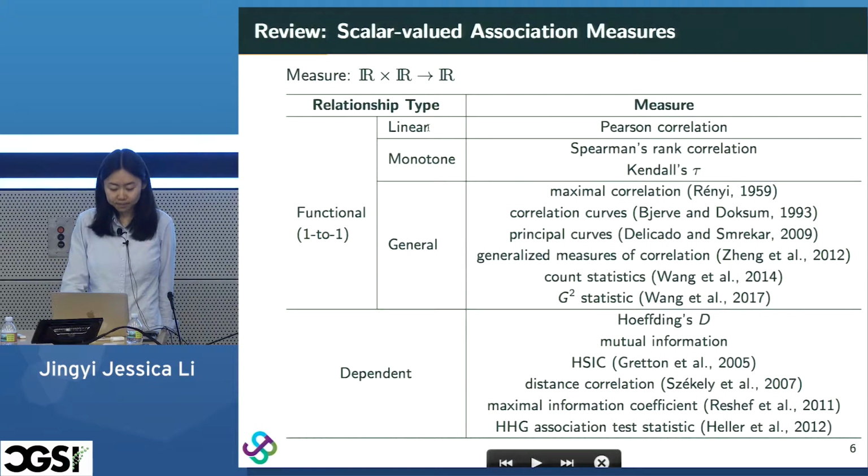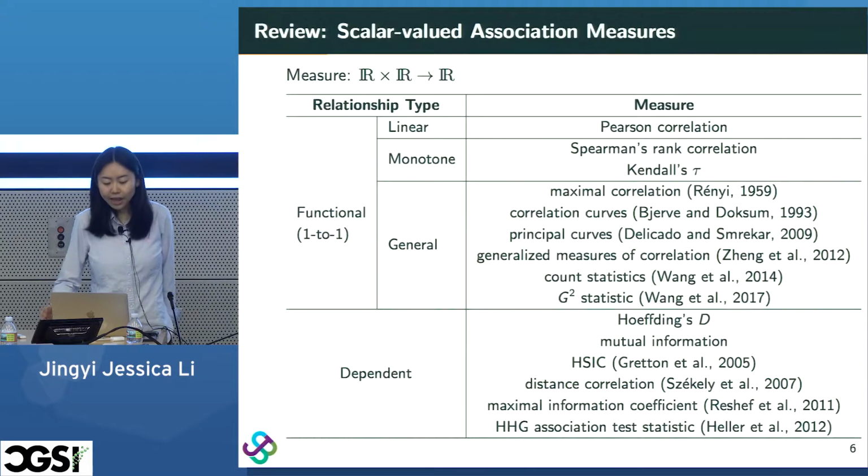The other big category is that I do not care about the shape of the relationship. I just want to capture anything deviated from independence. So anything that means dependence will be captured. That includes, for example, the famous mutual information, etc.